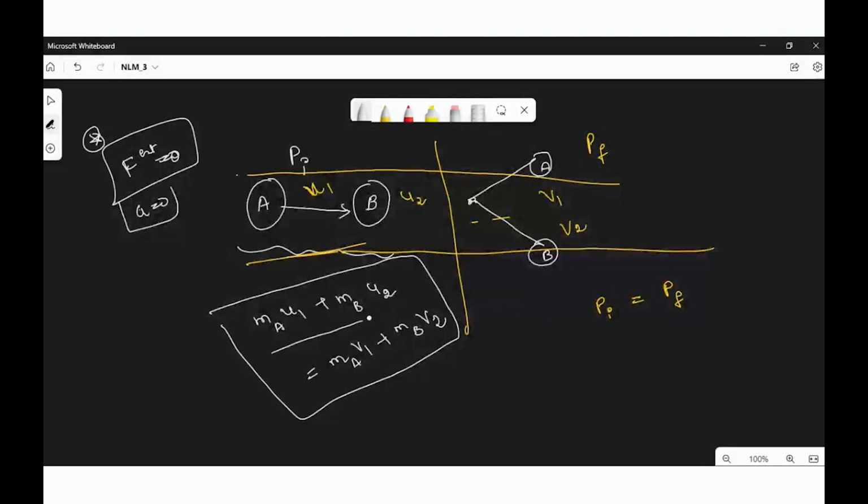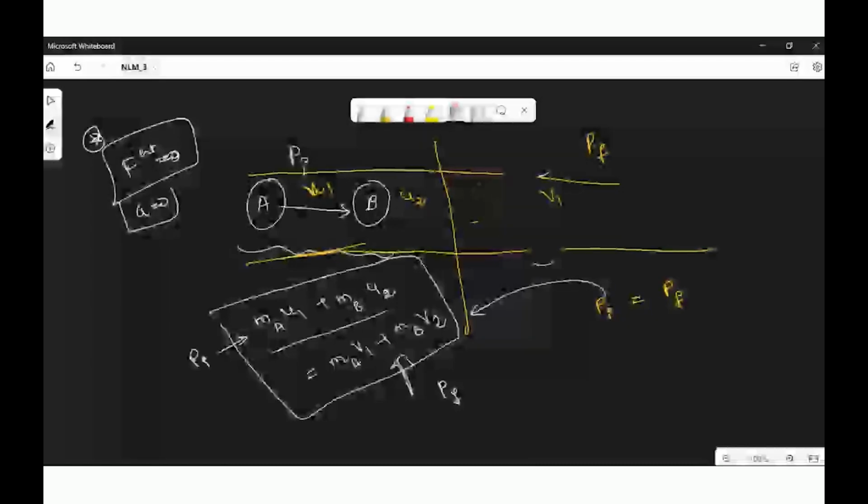This total thing is initial momentum, and this total thing is final momentum, provided I have just taken one direction. Two directions means what should you do? Can you guess? Momentum is a vector quantity. Momentum along the x direction should be conserved separately, and momentum along the y direction should be conserved separately. You should write two equations there.